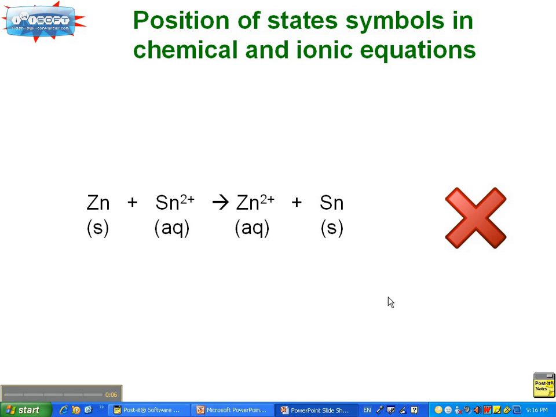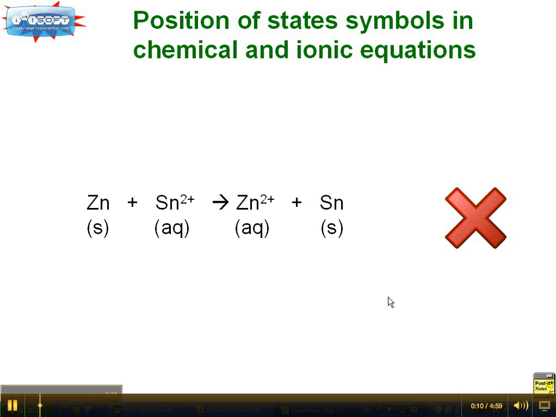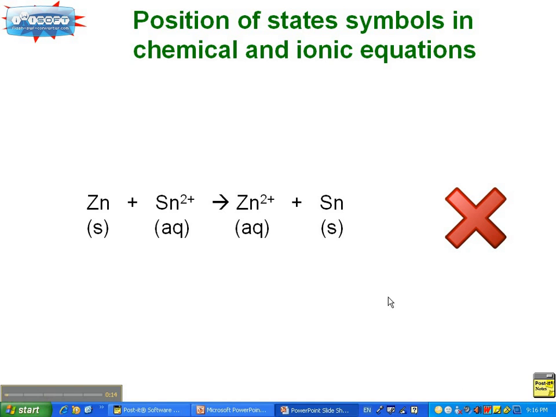This is the compilation of all the mistakes made by students for the past 3 years in O-Level. So hopefully after watching this video, you remember all these mistakes and don't repeat the same mistake again in your O-Level. Okay, the first one, the position of state symbol in chemical and ionic equations.